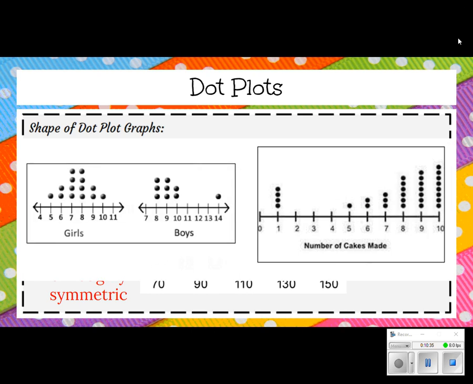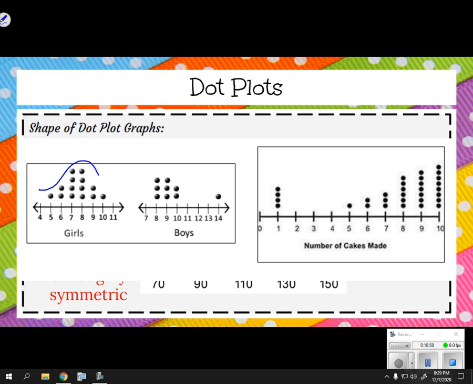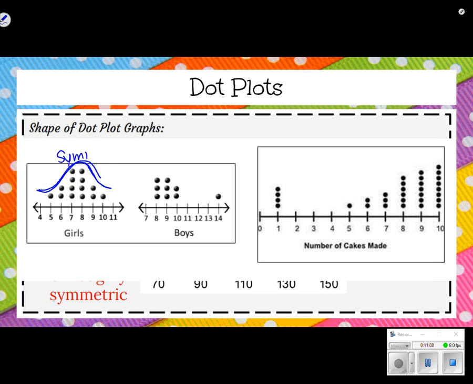All right, so here we have some different dot plots. The one on the left is girls versus boys, maybe age or shoe size. I don't know. Who knows what it's about? We don't have that information. We're interested in what the shape of the data looks like. So if you look, we've got a very symmetric data set, everything with the exception of my curve is symmetric. So we would say this is a symmetric shape.